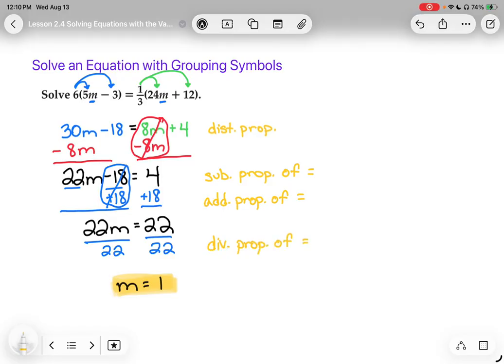And so whenever we have variables on both sides of the equal sign, our goal is to get those variables on the same side so that we just have one variable in the problem. But in this case, there was a step we had to do before that. Because the variables were inside those grouping symbols, before we could start moving the variables around, we first had to get them out of the grouping symbols. And then once the grouping symbols were gone, after doing the distributive property, then we could collect the variables on the same side of the equals.